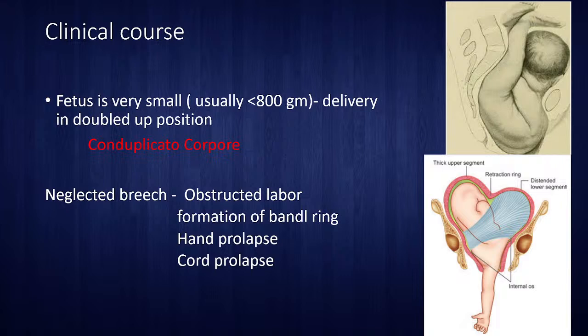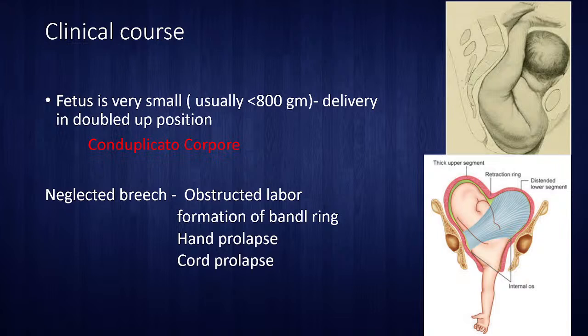And clinical course, if fetus is very small, usually less than 800, 700 grams, in that case delivery in doubled up position can also be possible. This is the doubled up position. Fetus is doubled up upon its own axis. So this is also called conduplicato corpore. So this name you have to remember because many times it is asked in the viva.